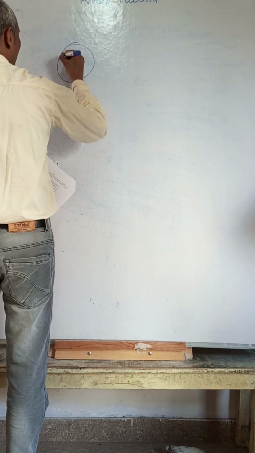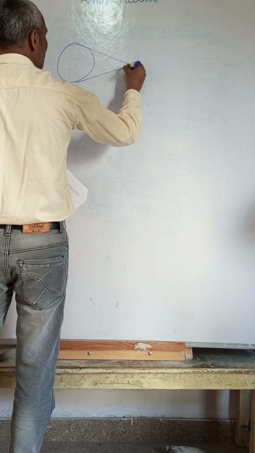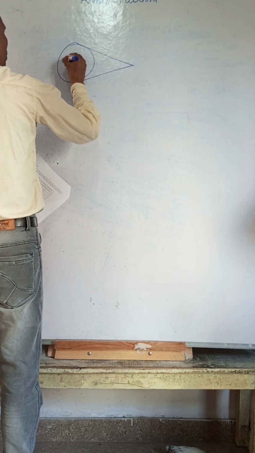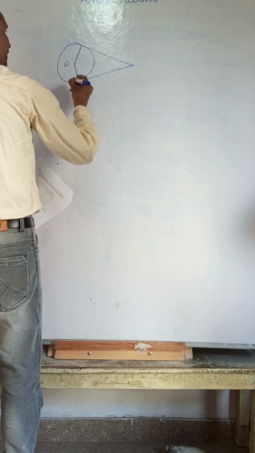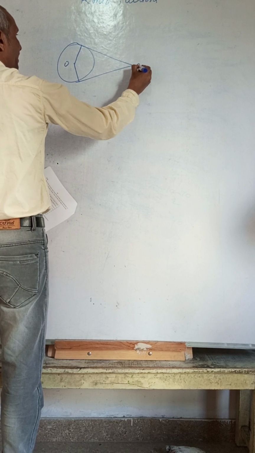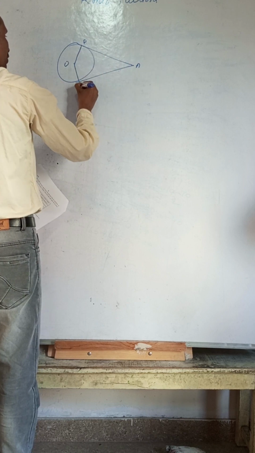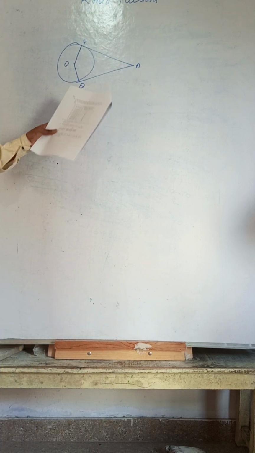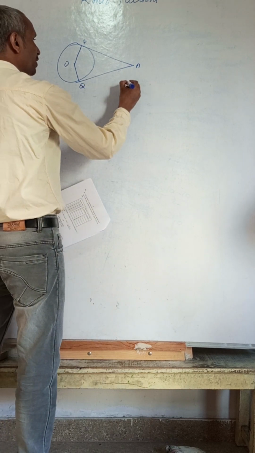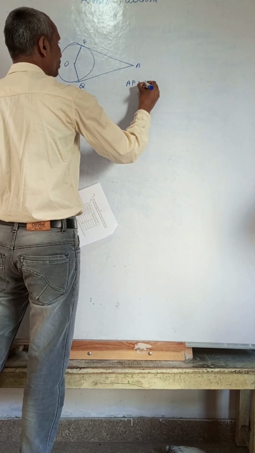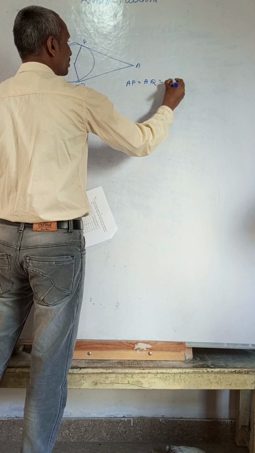Suppose that it is a circle. Here are two tangents. Here is the center O, and this is the radius. The external point is A, and the points of contact are P and Q, and the center is O. So prove that AP is equal to AQ. You are going to prove it.